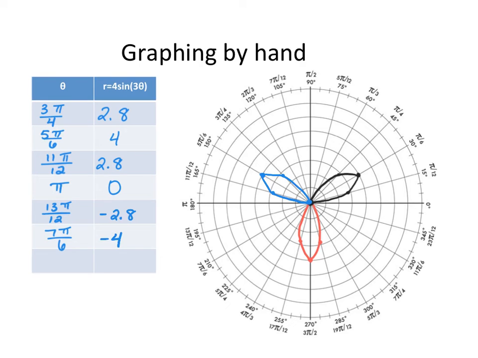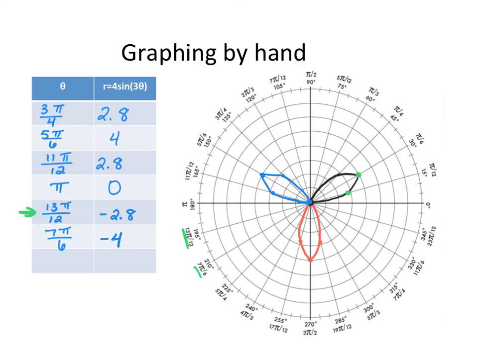Okay, so from here, I am at 13 pi over 12. I'm actually going to switch colors here, so we'll do these in green. So at 13 pi over 12, I'm facing 13 pi over 12, but I'm walking backwards negative 2.8 units. So if I'm facing that, I'm actually walking towards the opposite angle, which is pi over 12. And if I were to plot that point, it would be right here on this same black point that I've already done. If I go to 7 pi over 6, I'm facing 7 pi over 6, but I'm walking backwards 4 units, and that would get me here.